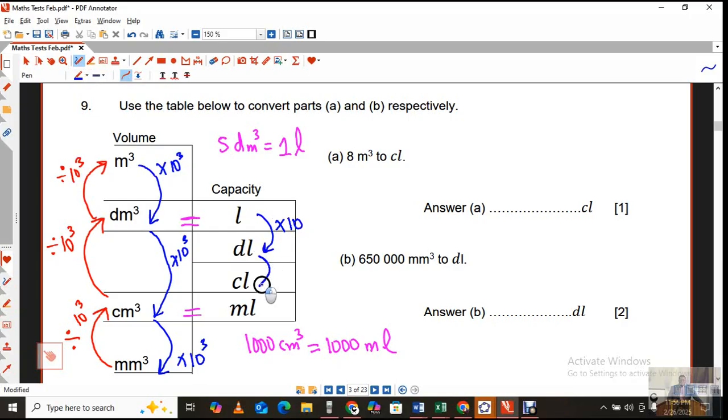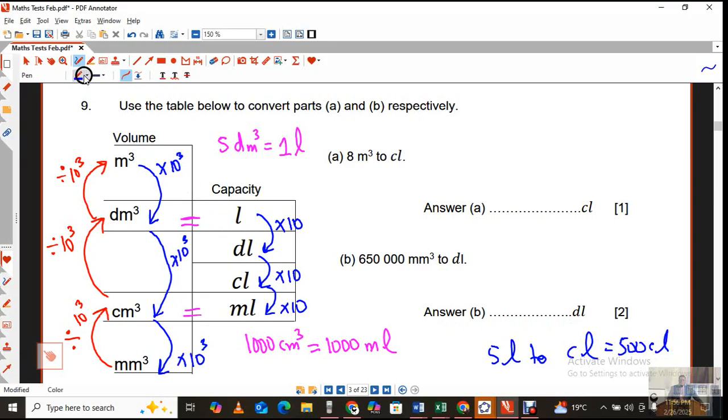Going from deciliters to centiliters, you multiply by 10. And from centiliters to millimeters, you multiply by 10. So if you want to change 5 liters to centiliters, for example, you'll be saying liters, you're going to multiply by 10, and I multiply again by 10. So the answer would be 500 centiliters. I hope you understand that. So multiply by 10 times 10.